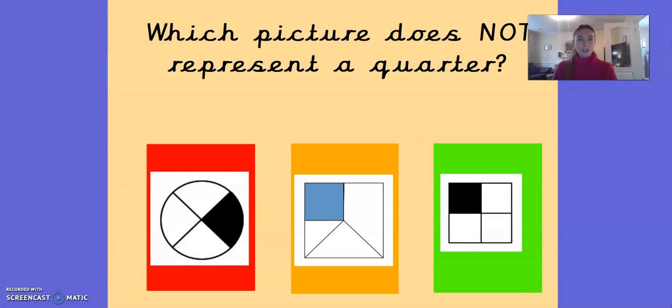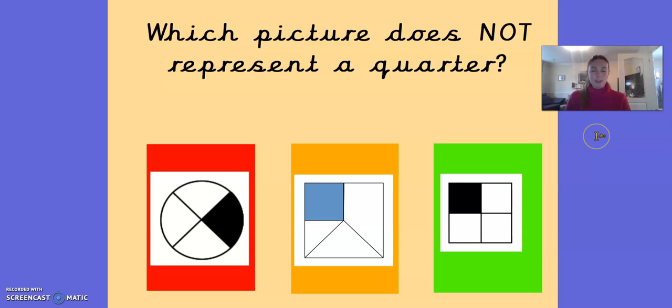So let's get started. Our first question is linked to some of our maths learning, and it says, which picture does not represent a quarter? Can you shout out the colour or hold up your coloured object? Which picture does not represent a quarter? And you could even see if you can explain how you know.